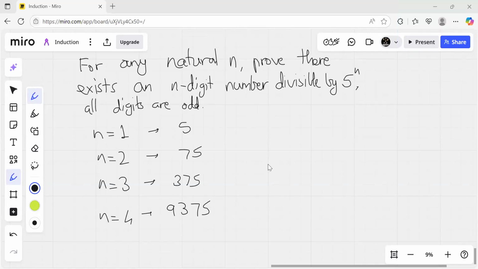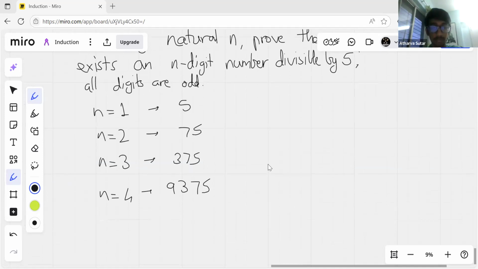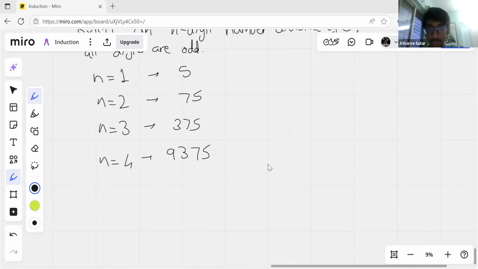Okay. So now the point is that you have some number for n, and you want to find a number for n plus 1. So what you want to do is keep this number a substring of the next number. Like you know, what you said, 5 to the k divides ak.